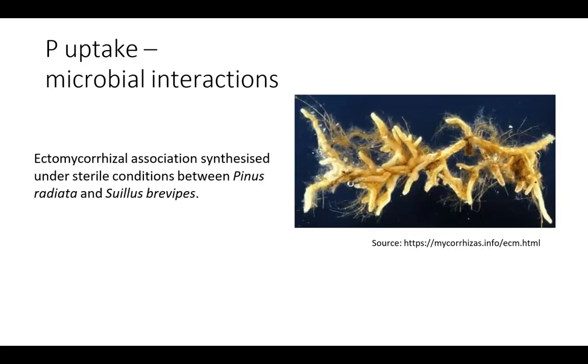These are ectomycorrhizae. Ectomycorrhizae are normally produced between mushrooms and gymnosperms. There are some angiosperms which also do this. Basically, they produce these larger roots, and the larger roots have very fine filaments coming off of them, and they pick up the phosphate as well.